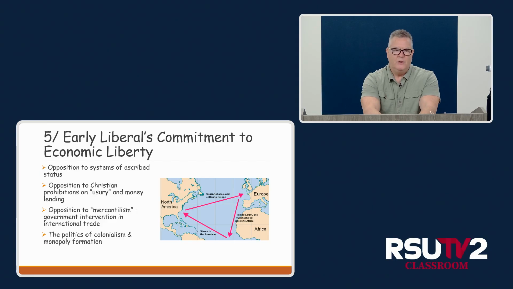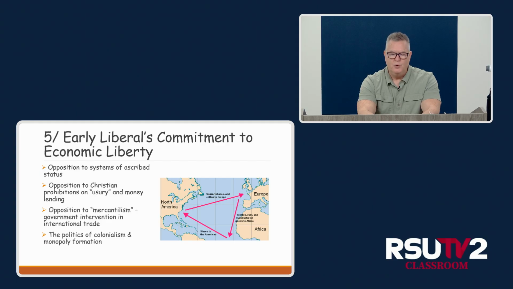So obviously they opposed all systems of ascribed status. Simply put, they opposed feudalism and the idea of nobles, priests, and serfs because it was economically inefficient. They also opposed early Christian prohibitions on usury, which was a form of money lending. They believed that money is the medium of economic relations, and money needs to be available.